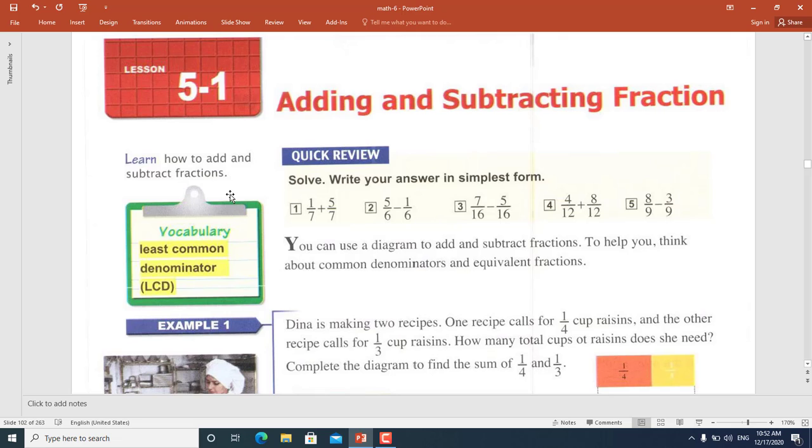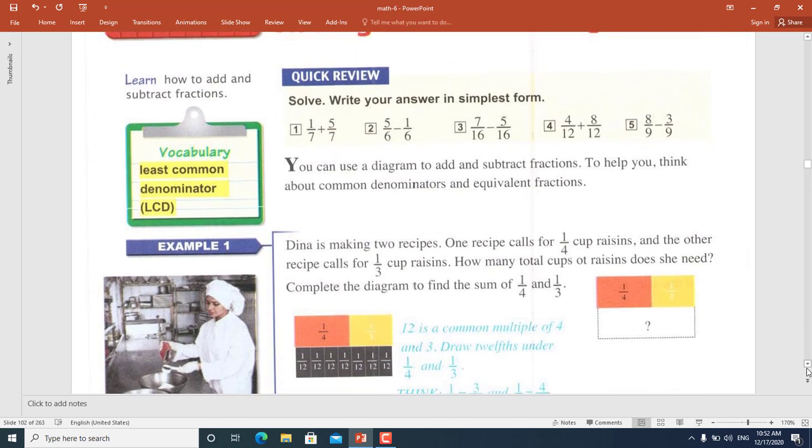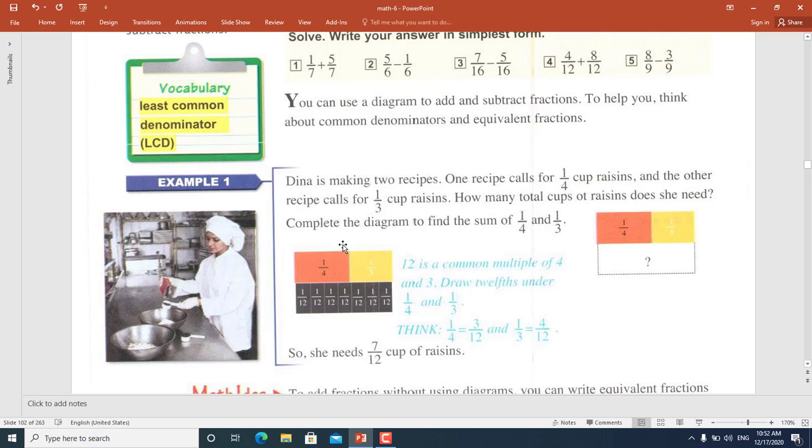We will start with a new chapter, chapter 5, lesson 1. From this lesson, we will learn how we can add and subtract fractions. We can use diagrams to add or subtract fractions. For example, we have 1 over 4 and 1 over 3.